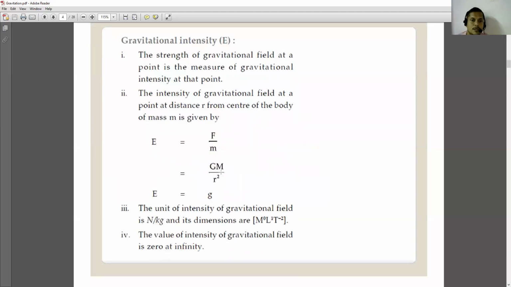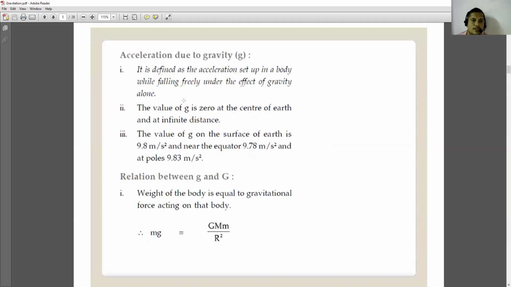Gravitational intensity म्हणजे काय हे आपण बघितलं. Then acceleration due to gravity. Acceleration due to gravity जे आहे, how we can define it.